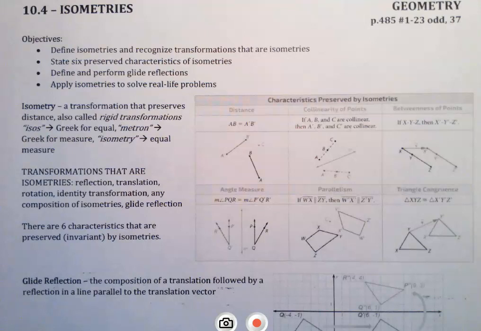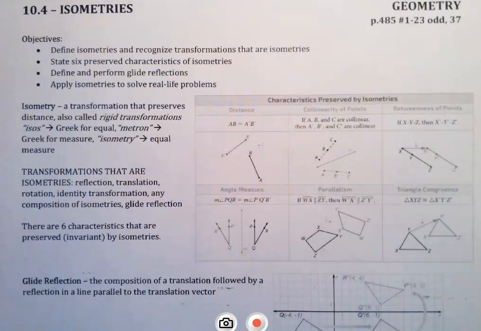All right, so today we are talking about isometries. Our objectives: we're going to define isometries and recognize transformations that are isometries, state 6 preserved characteristics of isometries, define and perform glide reflections, which is probably the first time you've heard of those, and apply isometries to solve real-life problems.